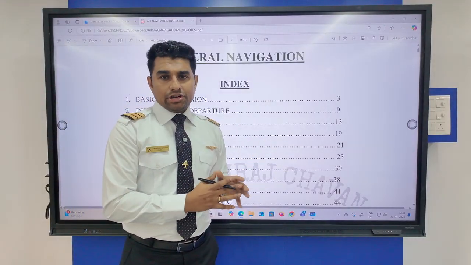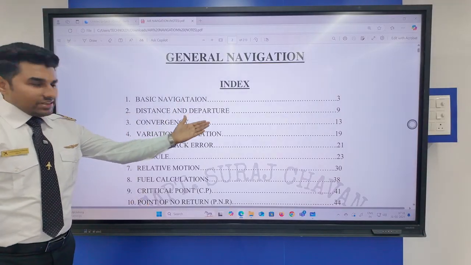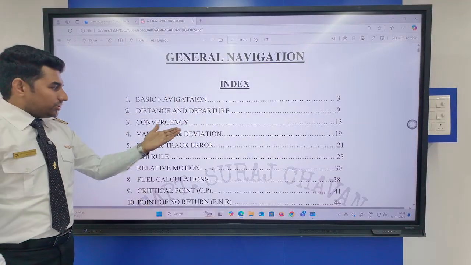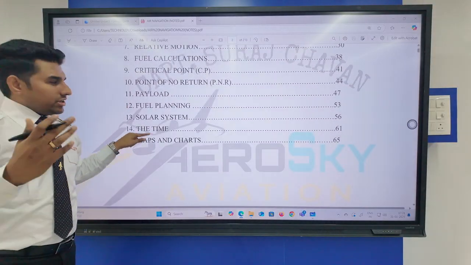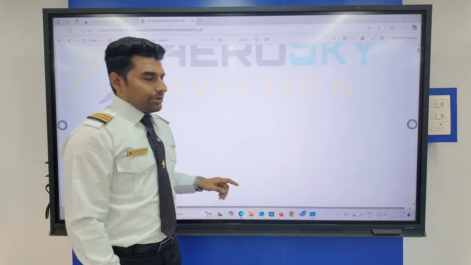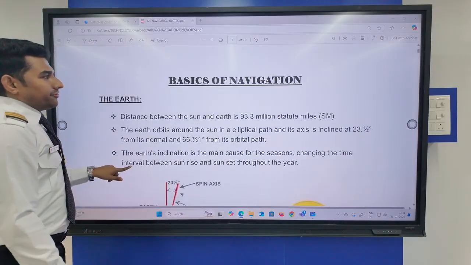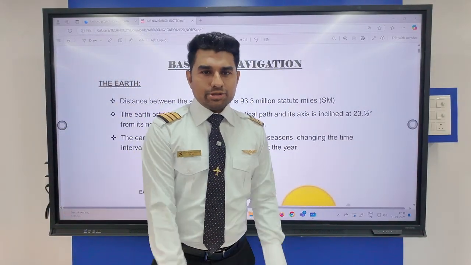So coming to the topic of air navigation, like I said, the first part is nothing but your general navigation. We have further topics in general navigation, like basic nav, distance, departure, convergency, and likewise. We have an index here which is eventually covered in the next 30 days, or at least 20 to 25 days we'll do it. All right. Coming to the first and foremost topic, which is called basic navigation.